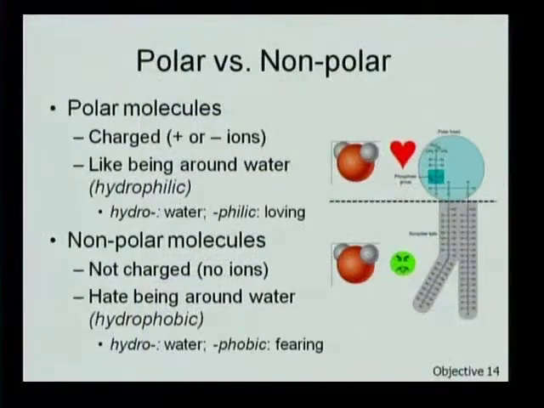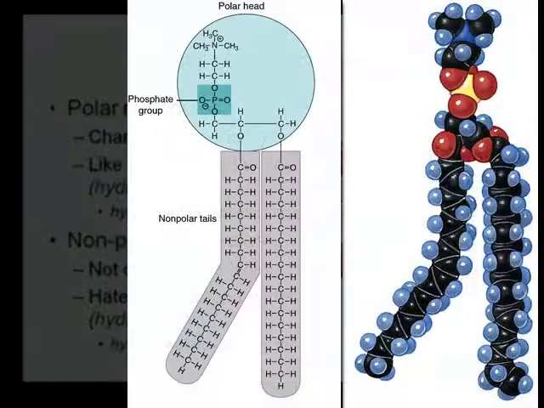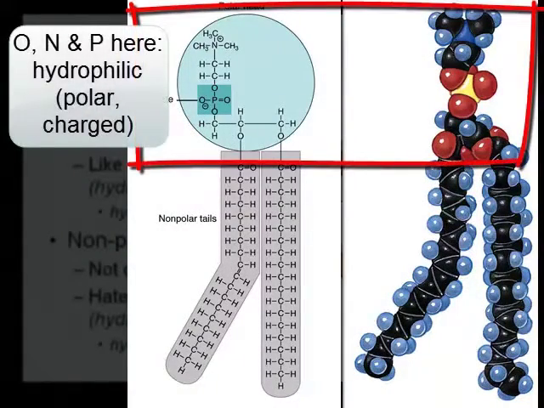Now I mentioned the terms polar and nonpolar. Polar molecules are charged, and so they have an excess of positive charges or an excess of negative charges. That is, they're cations or anions. They like being around water, and so we call them hydrophilic. Hydro is water, philic is loving. So these are water-loving molecules.